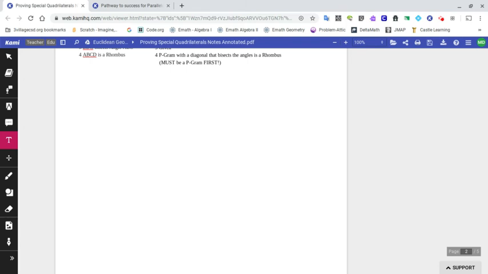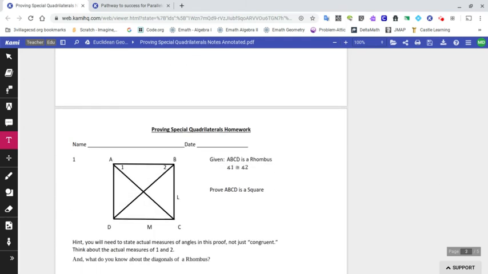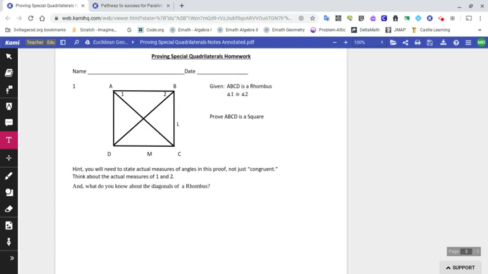I know they're two quick examples. See what you can do with these practice problems. I will give you a couple of hints. Up till now, we haven't really talked about specific measurements of angles. In this case, you're going to have to state the actual measures of the angles in this proof, not just that 1 and 2 are congruent, but think about what the actual measures of 1 and 2 must be.